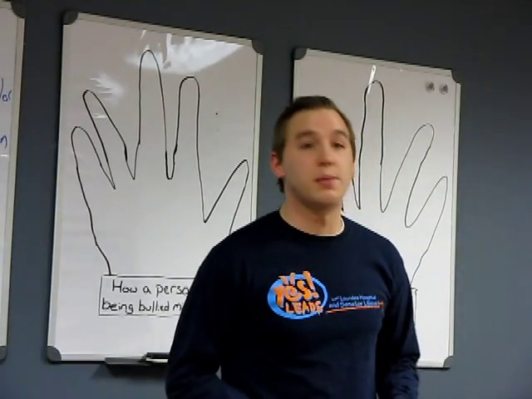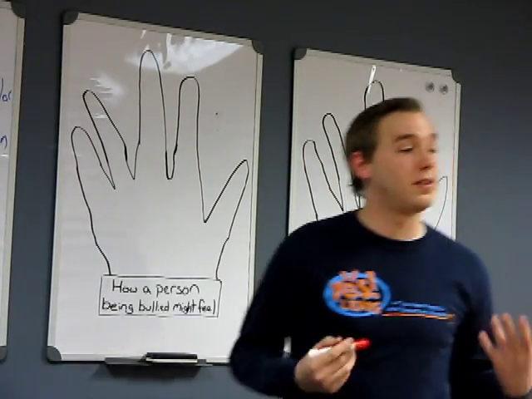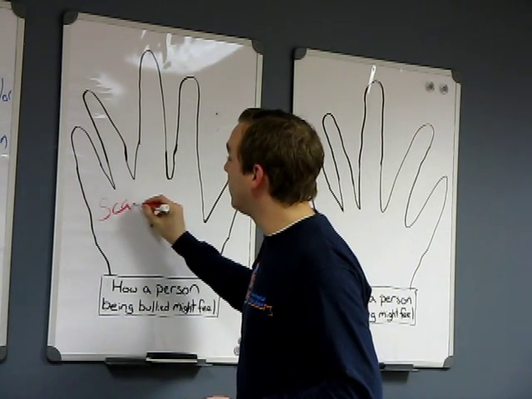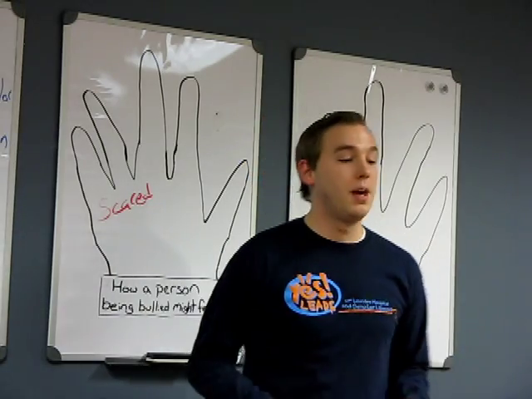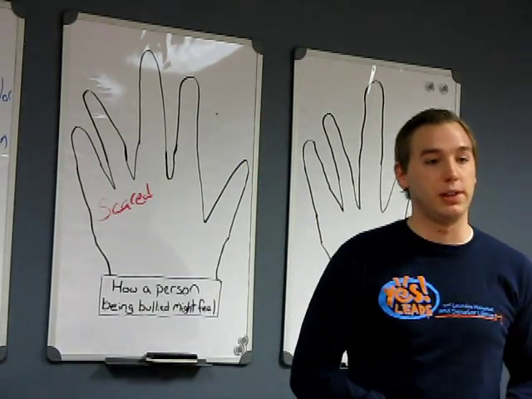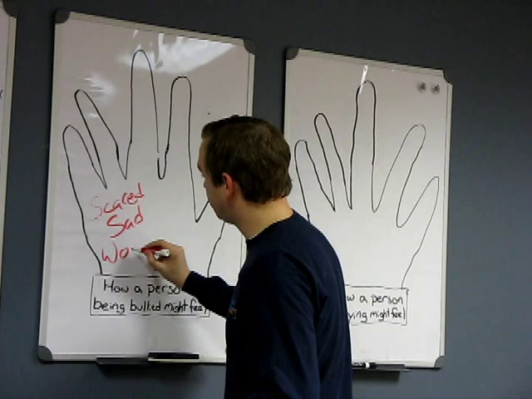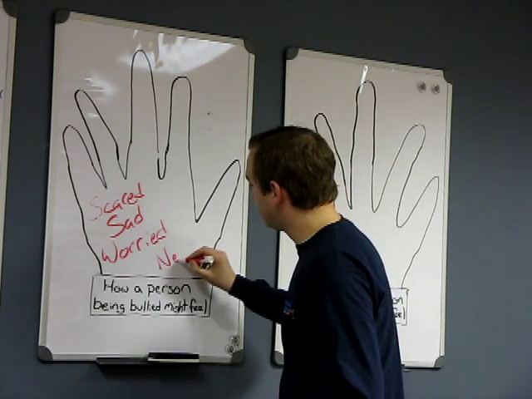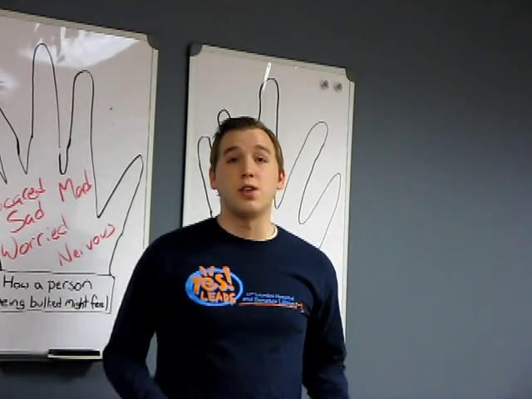Now we're going to think about how somebody being bullied might feel. For instance, if you were being bullied at school, you might be scared. You'd be scared of going to recess or even scared of going to school. But how else might you feel if you were being bullied? They could be nervous, sad, and probably mad. They're embarrassed. Worried about going to school? These are all good answers.